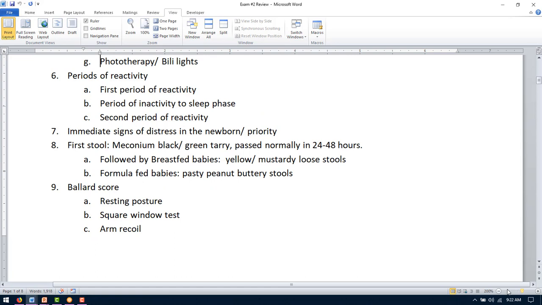Immediate signs, babies. Think about what's priority when you have a new baby. Always airway, breathing, circulation.